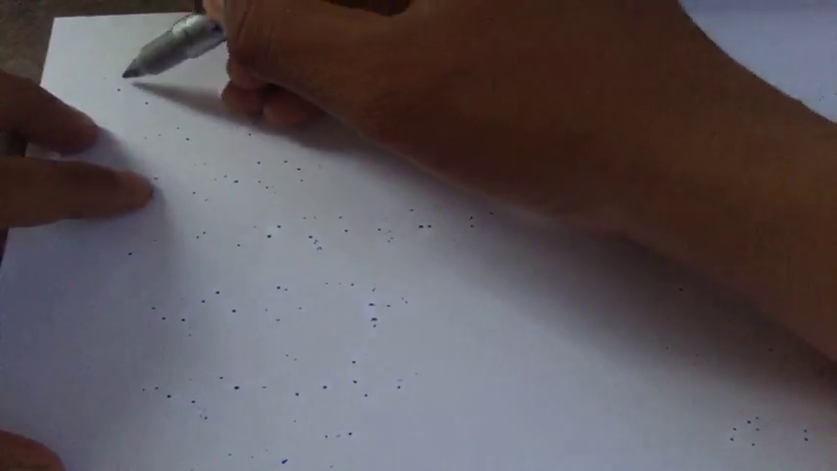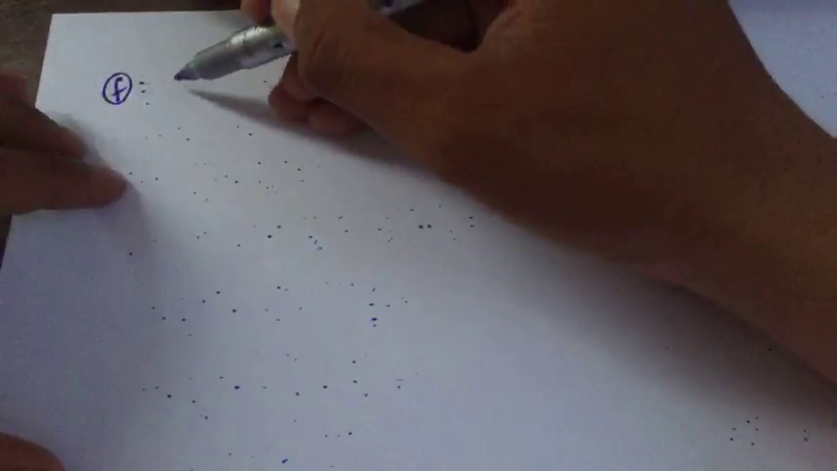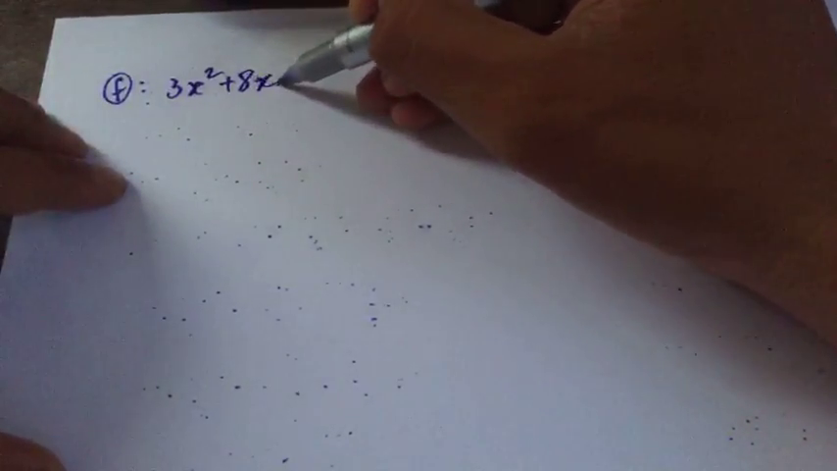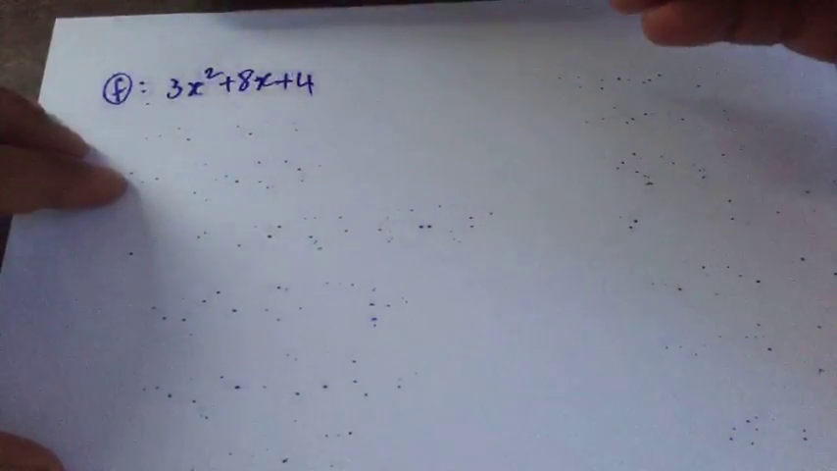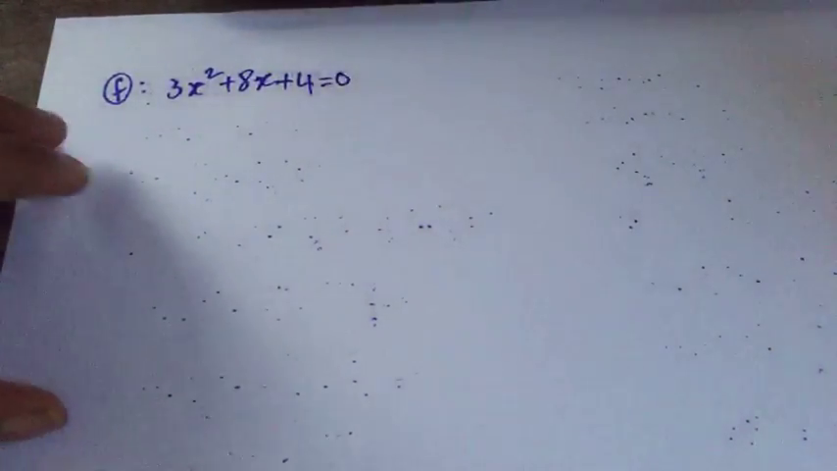One more exercise. We have F: 3x squared plus 8x plus 4 equal to 0. How can we solve this one?